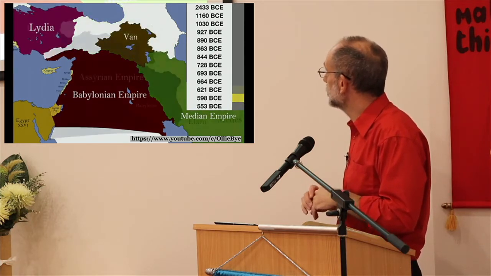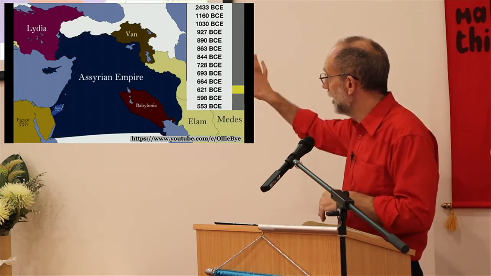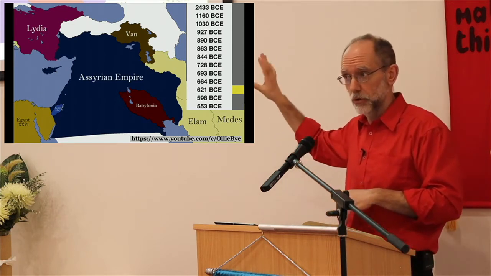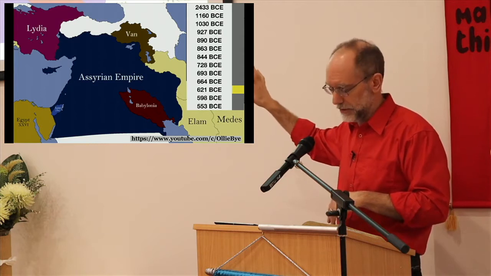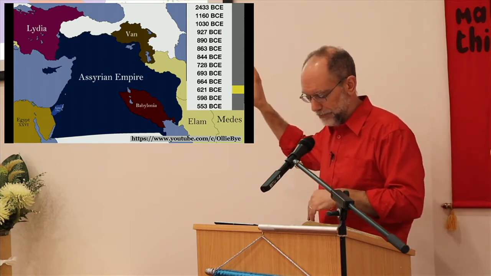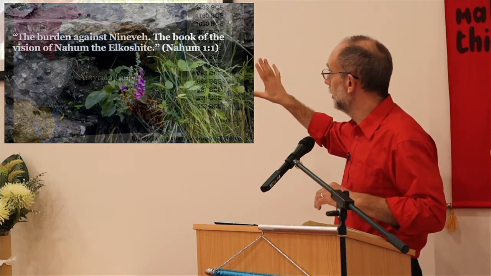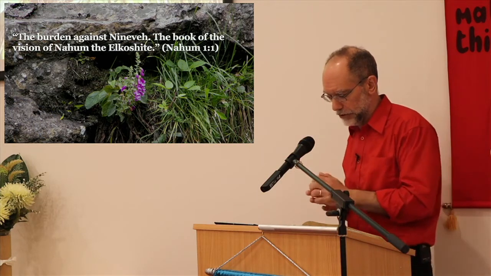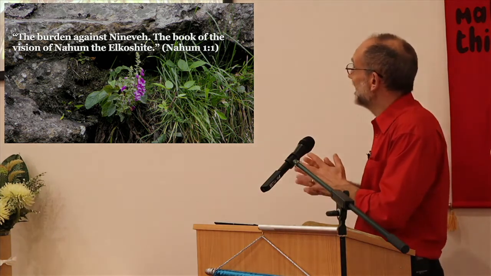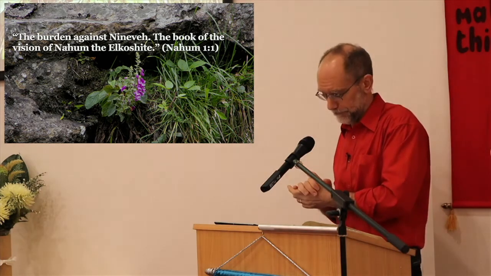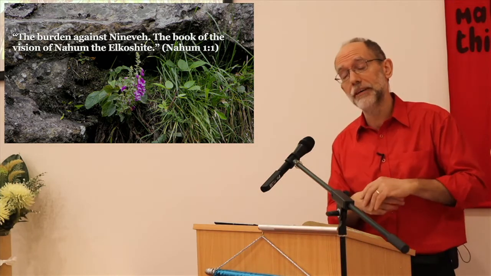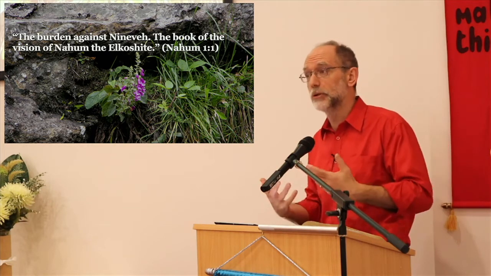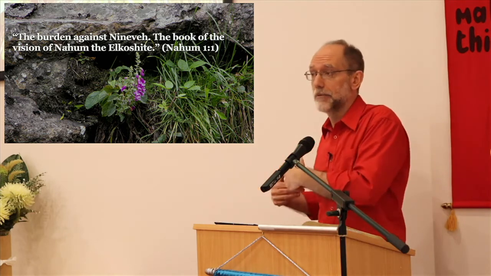And we're going to go to 621 BCE, to that map. Because this is the time when Nahum is working. This is what the world looks like at that time. And we read in the first verse of Nahum: the burden against Nineveh, the book of the vision of Nahum the Elkoshite. Now the name Nahum means comfort. It's related to another biblical name, Nehemiah. Nehemiah is the name of another biblical book, the man who rebuilt Jerusalem after the children of Israel came back from their exile in Babylon.